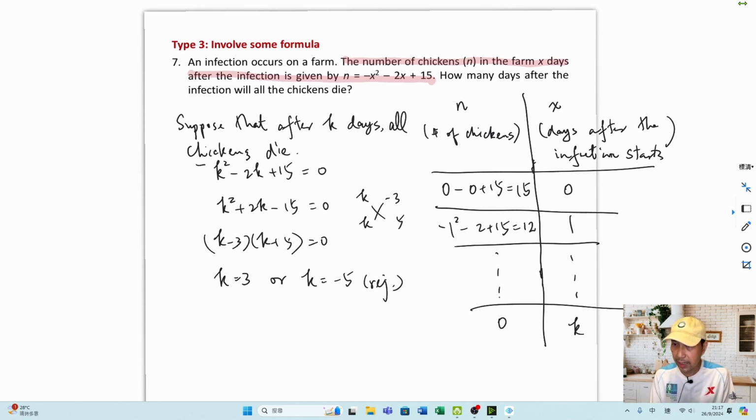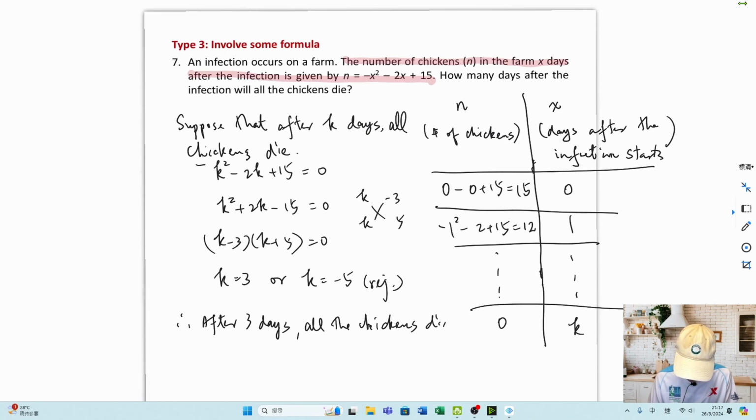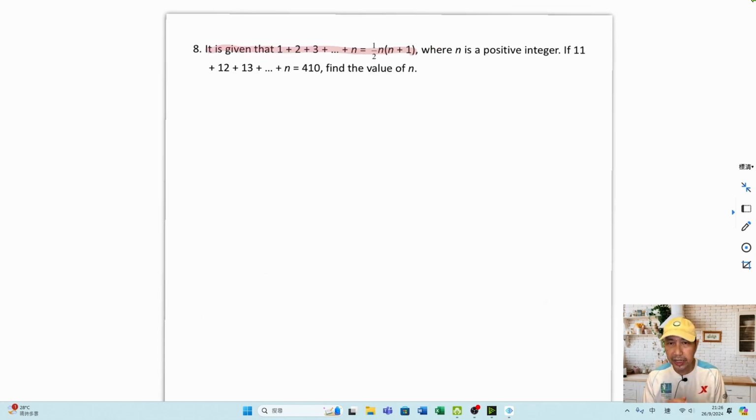So we write a sentence to tell the answer. So after 3 days, all the chickens die.